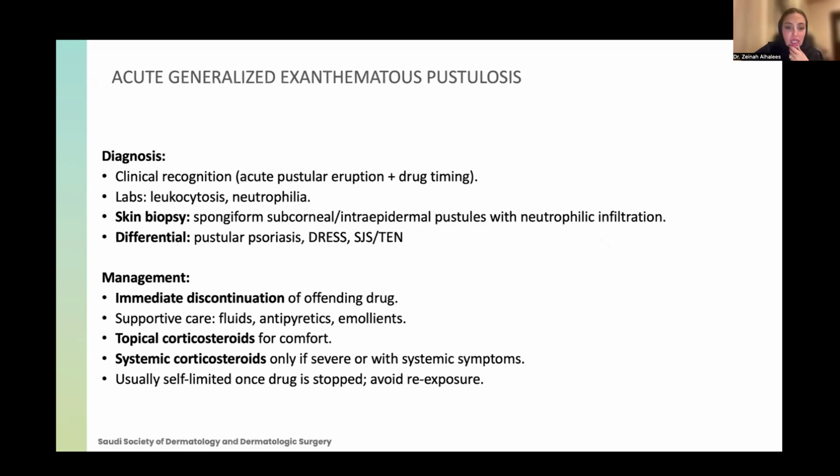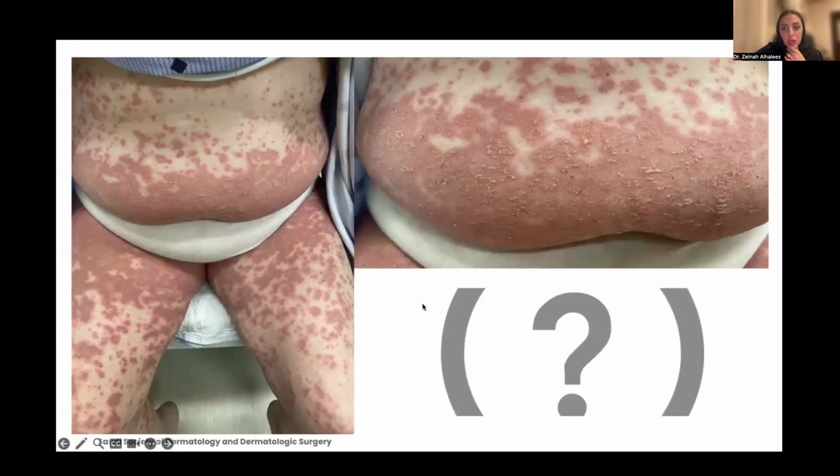You can throw in SJS. And your management, you obviously want to initially diagnose it, and then you want to withdraw the offending drug, all unnecessary drugs, and then usually it's supportive care. You can actually treat them with topical steroids if they're not too bad, or you can give them short courses of systemic steroid in severe cases or if they have systemic symptoms, and then obviously they tend to desquamate. And then after desquamation, the skin tends to re-epithelialize within around 2 weeks, usually self-limited once the drug is stopped, and you just want to avoid re-exposure.